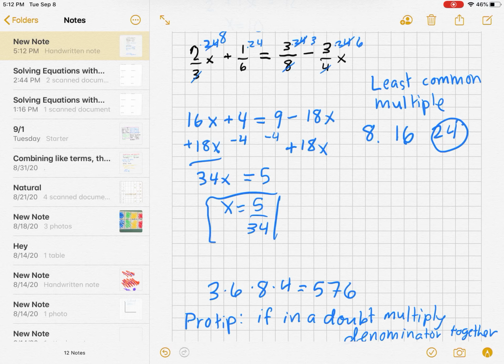It's kind of an ugly fraction, but we've got our answer. Hopefully this answers your question. When in doubt, find the least common multiple. I recommend looking at the biggest number and going through multiples of that until you find one that can be divisible by each and every denominator there.